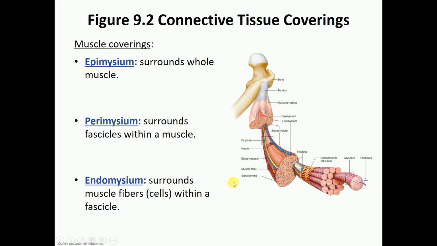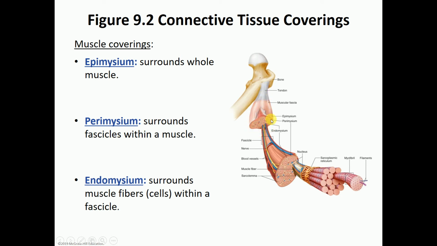Underneath the fascia, there is an epimysium. So the epimysium is another layer of connective tissue that also surrounds the whole muscle. The difference between it and the fascia is the epimysium does not extend beyond the muscle fiber. So it would technically end where that redness ends, while the fascia does extend beyond.